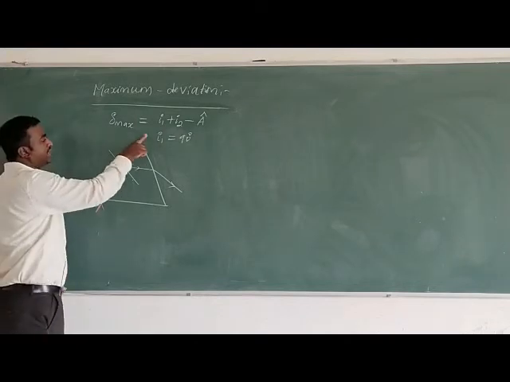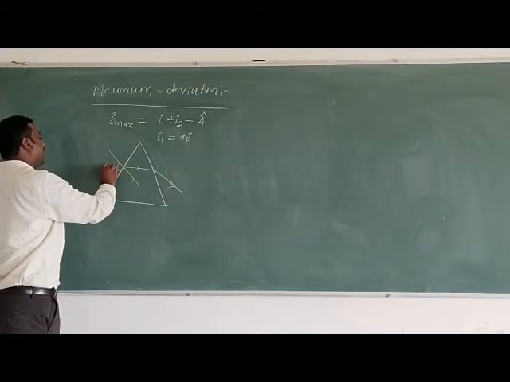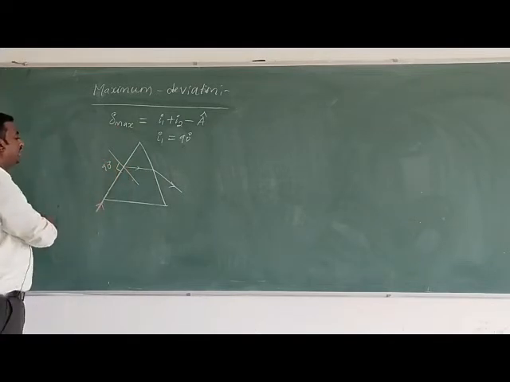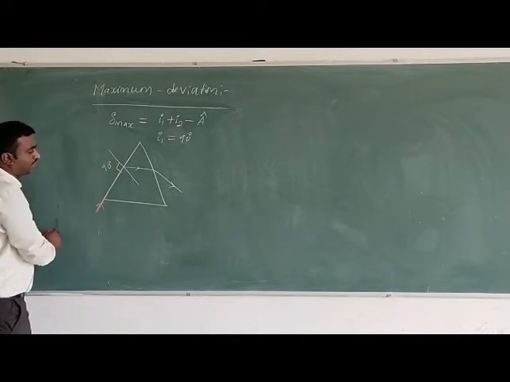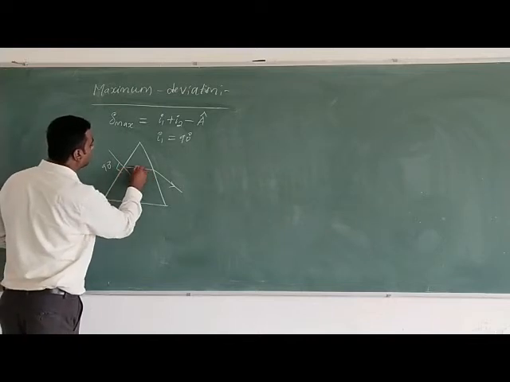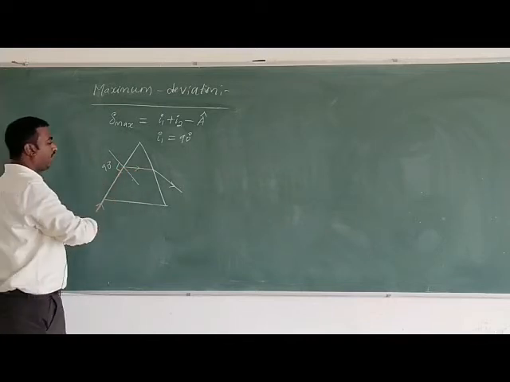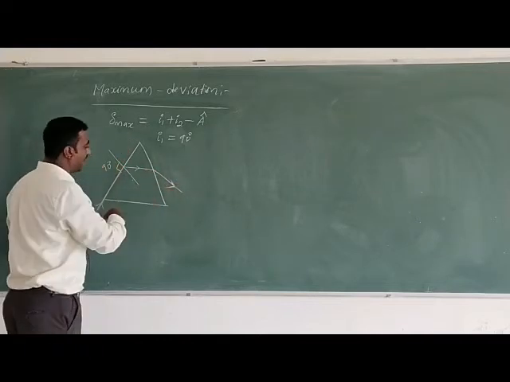To get maximum deviation, the angle of incidence should be 90 degrees. So here the angle of incidence is 90 degrees. I1 value is equal to 90 degrees. Why? Because to get maximum deviation. So now what happens here, this light ray is refracted in this direction. Again it emerges to the outside. In this direction it has emerged.